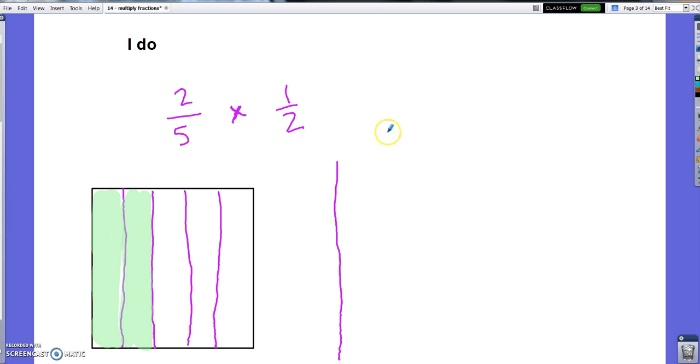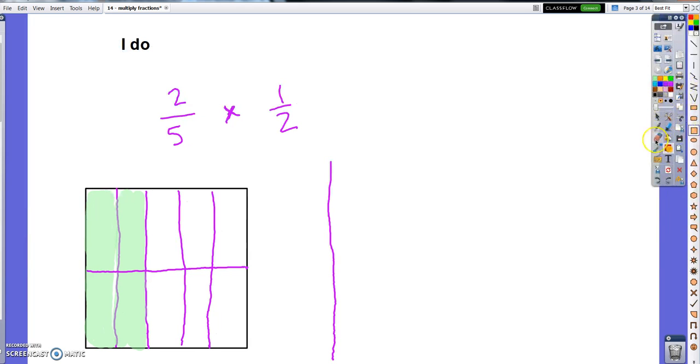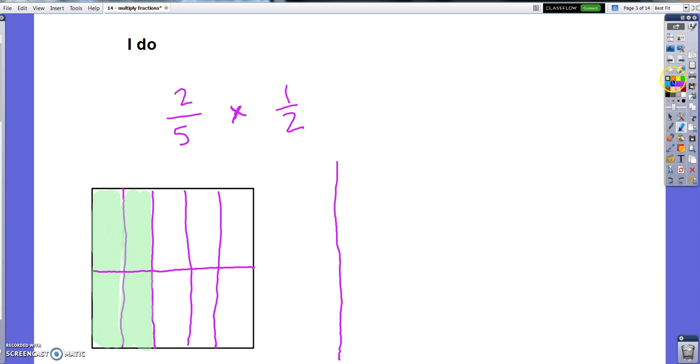And then what I'm going to do, I'm also going to represent a half, but I'm going to show it the other direction. So I did my fifths up and down. So I'm going to do 1/2 side to side. So I'm going to cut it in half that way. I'm going to highlight it another color. Highlighter. Oh, how about yellow? And I'm just going to do a half the other way.